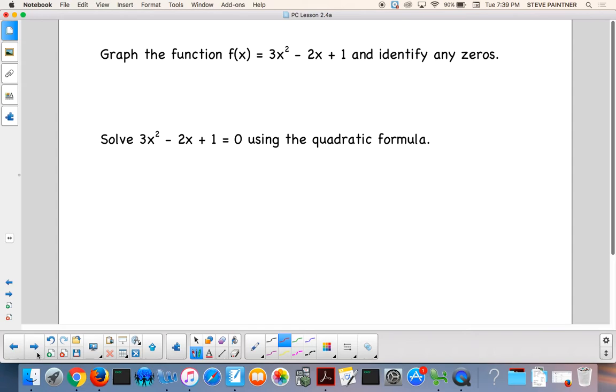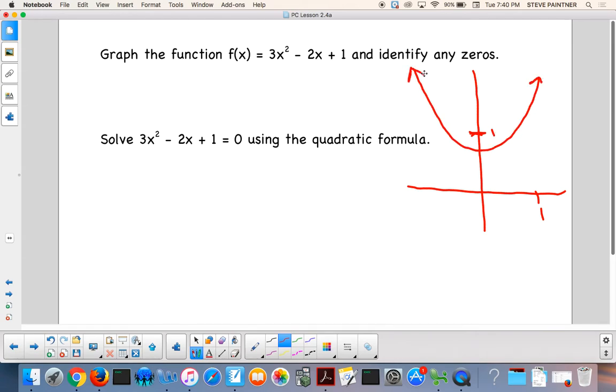Here it is. Graph the function 3x squared minus 2x plus 1 and identify any zeros. I'm going to use my graphing calculator, and when I use it, the graph looks something like this. Here's 1, and I'm thinking this is 1, but the graphing calculator says this is the graph, okay? All right, and identify zeros.